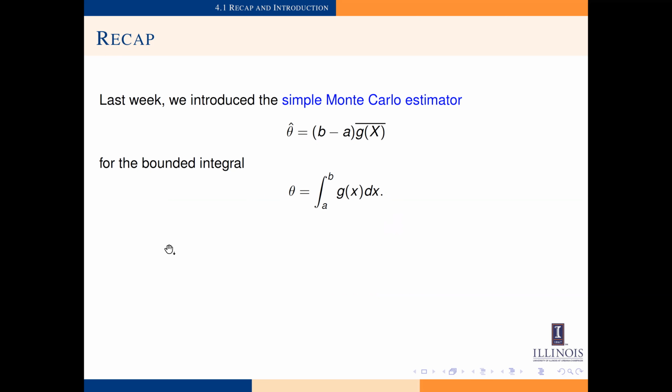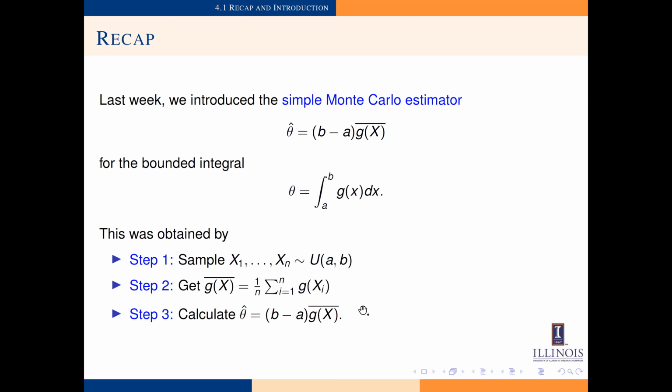In order to estimate the bounded integral theta, which is equal to the integral from a to b of g of x dx, we can use the simple Monte Carlo estimator theta hat, which is given by b minus a times g bar of x. Here, g bar of x is the sample mean of n uniform draws from the uniform distribution between a and b.